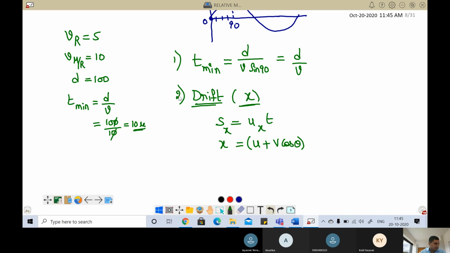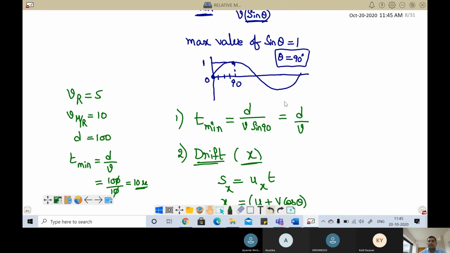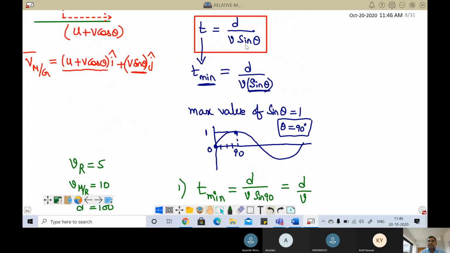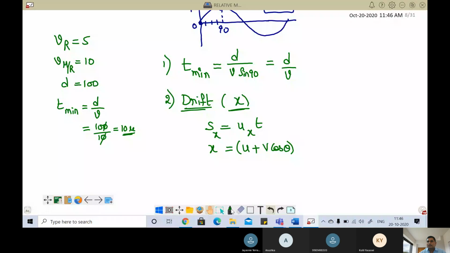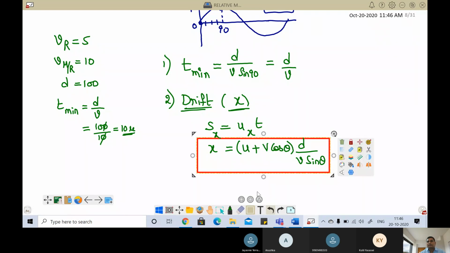Time we should take from which side? Time we should take from the y direction. When you calculate for time in the y direction, how much do we get? D by v sin theta. Correct. So I am writing this one, d by v sin theta. Okay, so this is also another important equation for drift. So these boxes which I have made, please write down in your formula sheet.